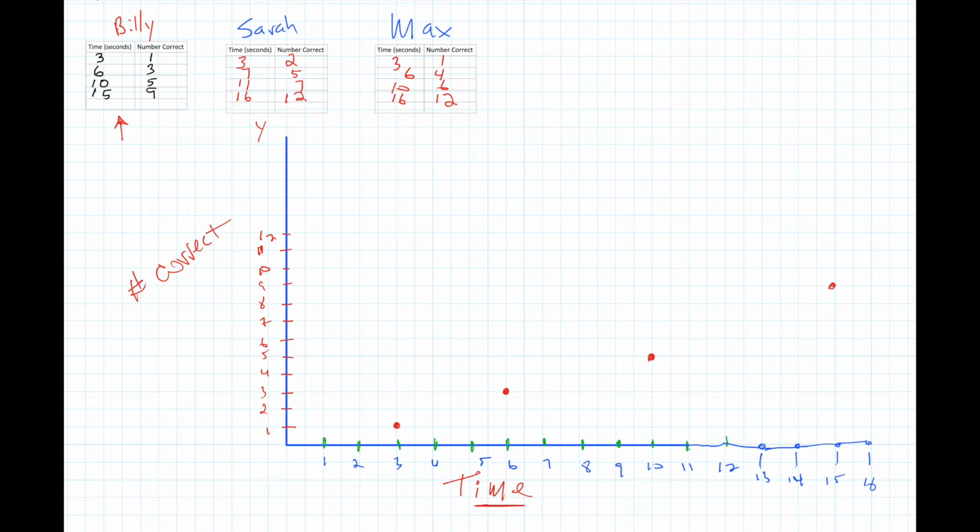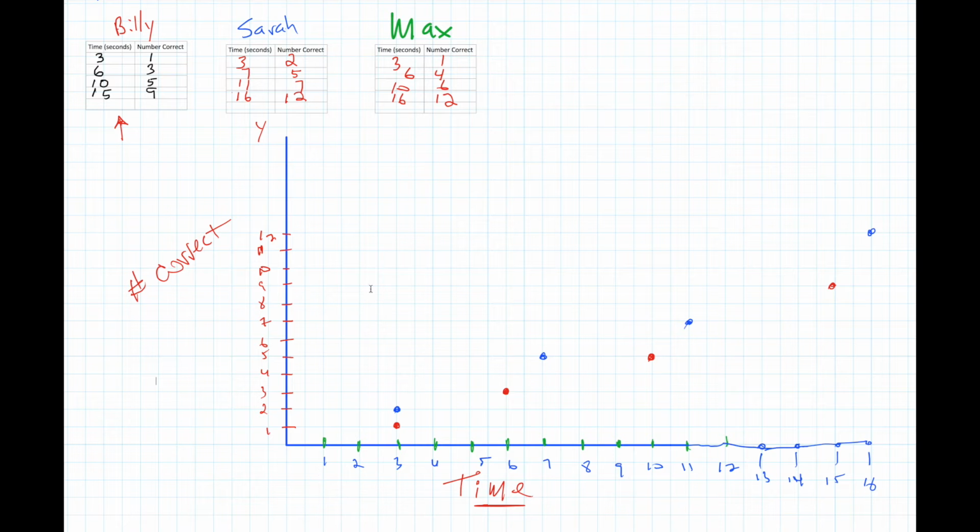All right, that's Billy. Sarah, we'll keep Sarah blue. So what do I plot for Sarah? 3 and 2. All right, so 3 and 2, and then 7 and 5, and then 11 and 7, and 16 and 12. All right, and Max will be green.